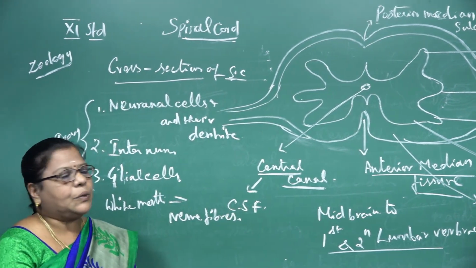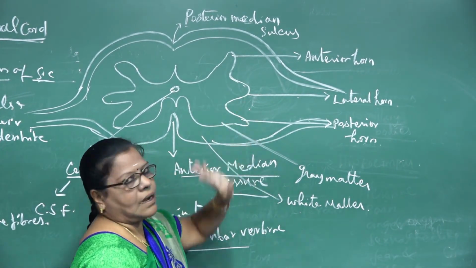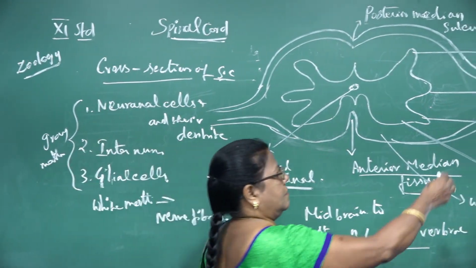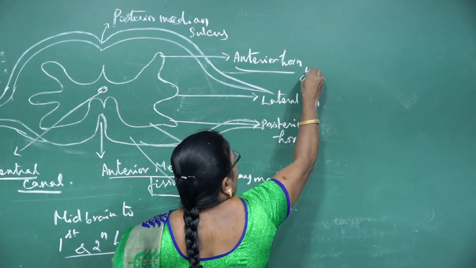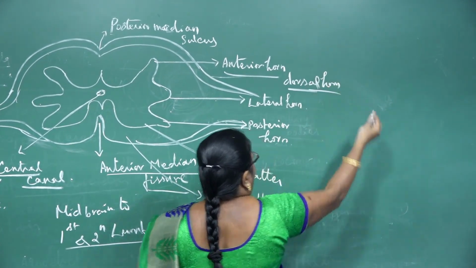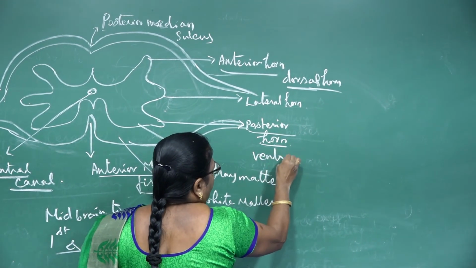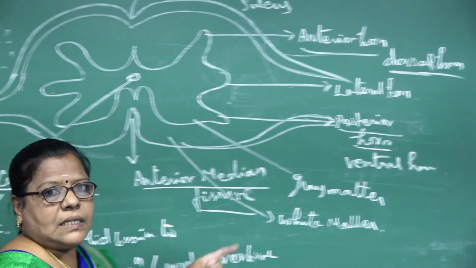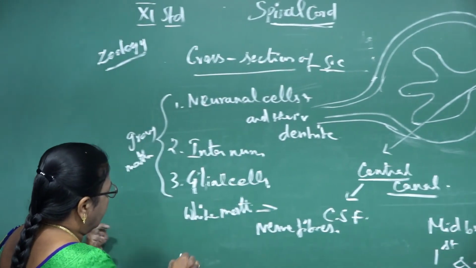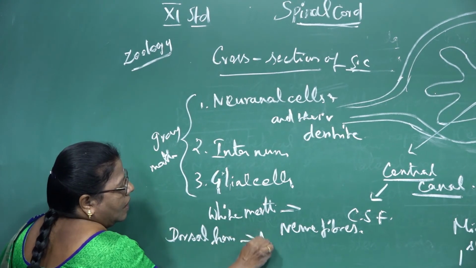The grey matter is divided into three parts. One is the anterior arm, posterior arm and lateral arm. The anterior arm is otherwise called the dorsal arm. That looks like an arm shape, so it is called the dorsal arm. The posterior arm is otherwise called the ventral arm. The dorsal arm contains cell bodies of the afferent neuron.